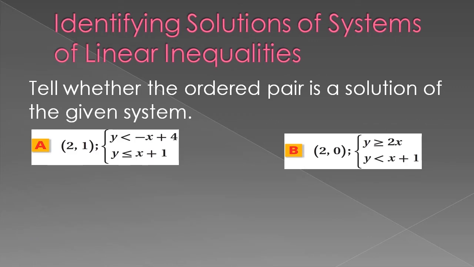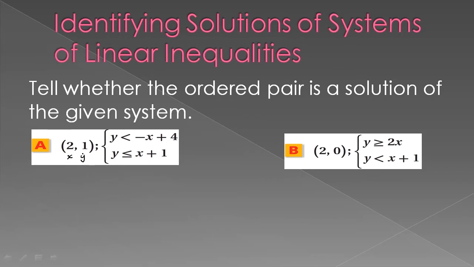Before we move on to an example of graphing and solving linear inequalities, let's work through some problems where we have to check an ordered pair. We're going to work through the first problem. We have a system where y is less than negative x plus 4 and y is less than or equal to x plus 1. We are asked to check that this ordered pair 2 and 1 satisfies the inequalities in this system. Remember, your first number is always your x and your second number is always your y.